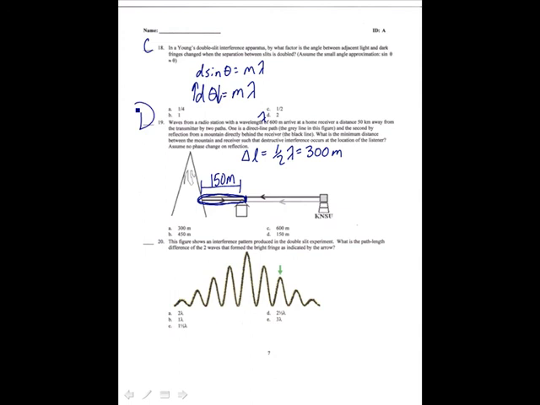This figure shows an interference pattern produced in the double slit experiment. What is the path length difference of the two waves that formed the bright fringe as indicated by the arrow? Well, here we have 0 path length difference. Here we have a path length difference of 1 wavelength. And here we have a path length difference of 2 wavelengths. So the answer is 2.